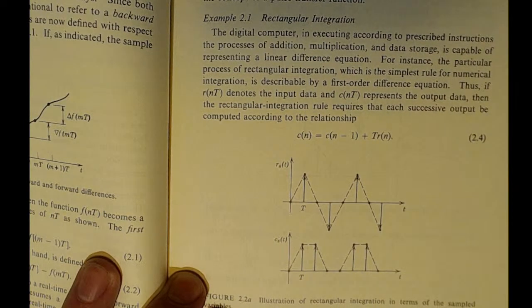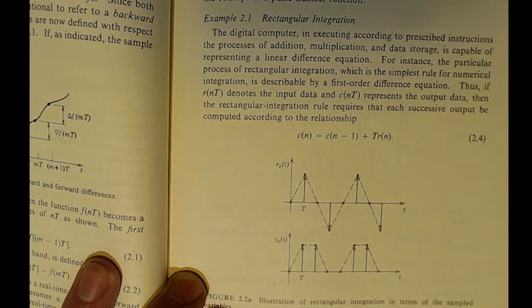For instance, the particular process of rectangular integration, which is the simplest rule for numerical integration, is describable by a first order difference equation. Thus, if R of nT denotes the input data and C of nT denotes the output data, then the rectangular integration rule requires that each successive output be computed according to the relationship.